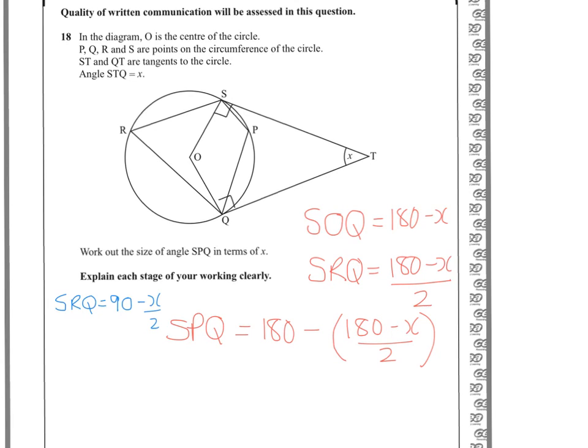So you might decide then what we're going to do is write the SPQ as 180 minus that simplified form, 90 minus X over 2. And then what we have is SPQ is 180 take away 90, well that's 90, minus X over 2, well that is plus X over 2, and that is your finished answer.